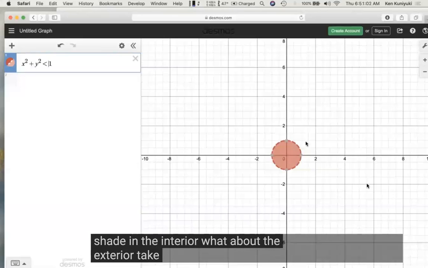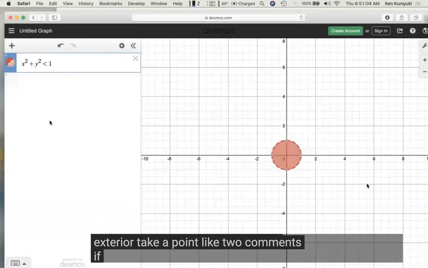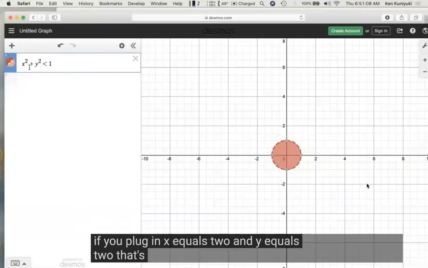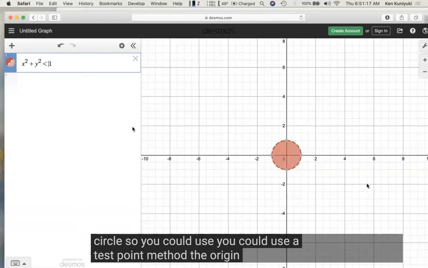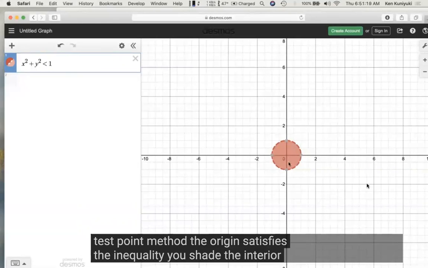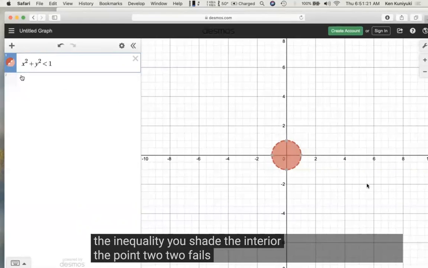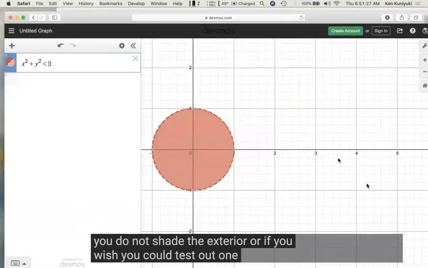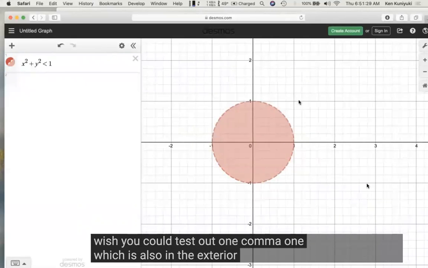What about the exterior? Take a point like 2, 2. If you plug in x equals 2 and y equals 2, that's going to fail the inequality. You do not shade the exterior of the circle. So you could use a test point method. The origin satisfies the inequality, so you shade the interior. The point 2, 2 fails the inequality, so you do not shade the exterior. Or if you wish, you could test 1, 1, which is also in the exterior.